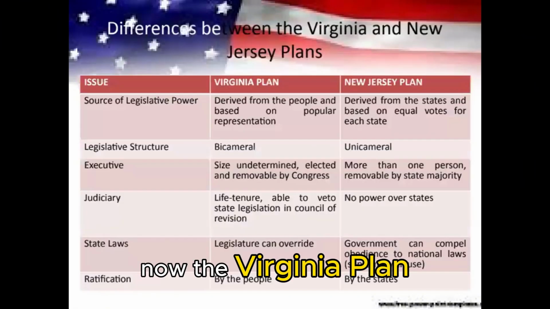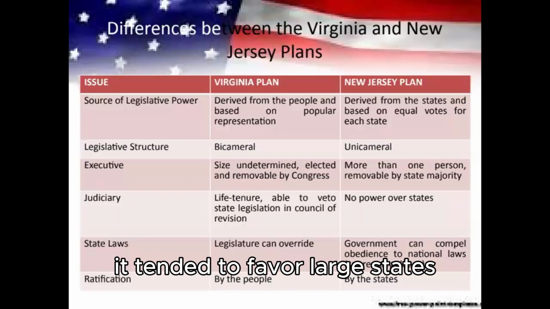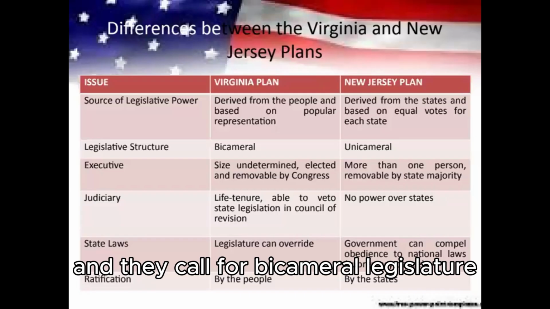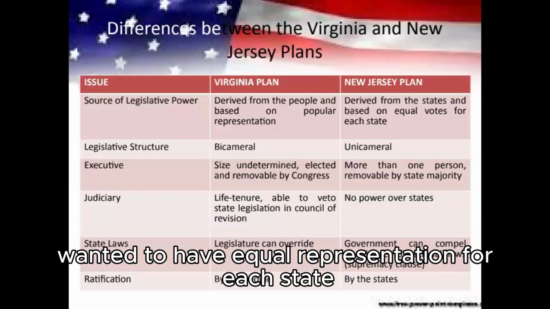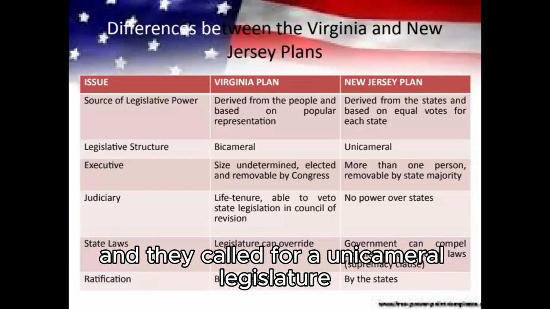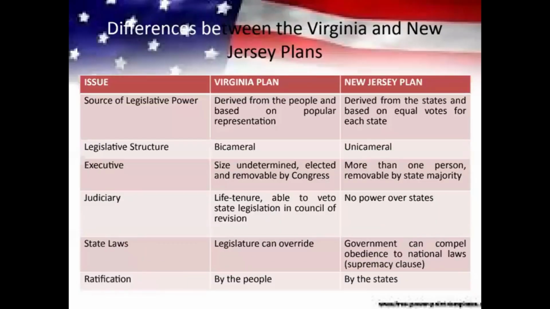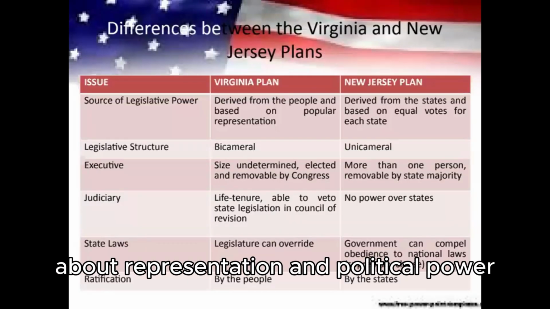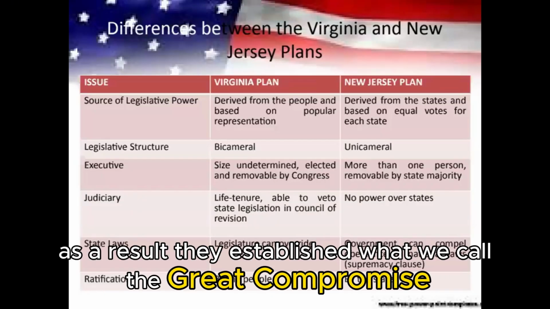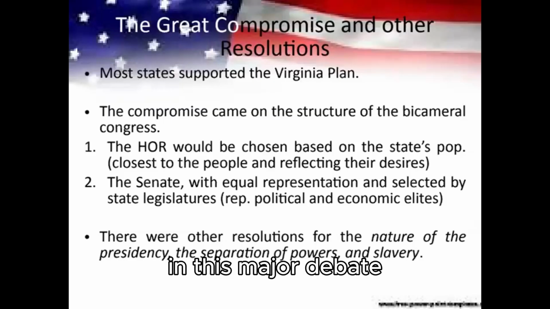The Virginia plan wanted representation based on population. It tended to favor large states, and it called for a bicameral legislature. The New Jersey plan, on the other hand, wanted equal representation for each state. They favored small states, and they called for a unicameral legislature. The key conflict was that large and small states disagreed about representation and political power. As a result, they established what we call the Great Compromise and other resolutions in this major debate.